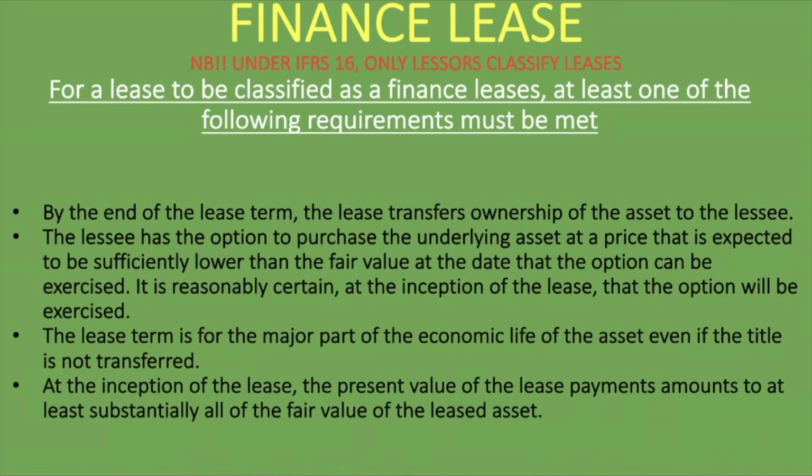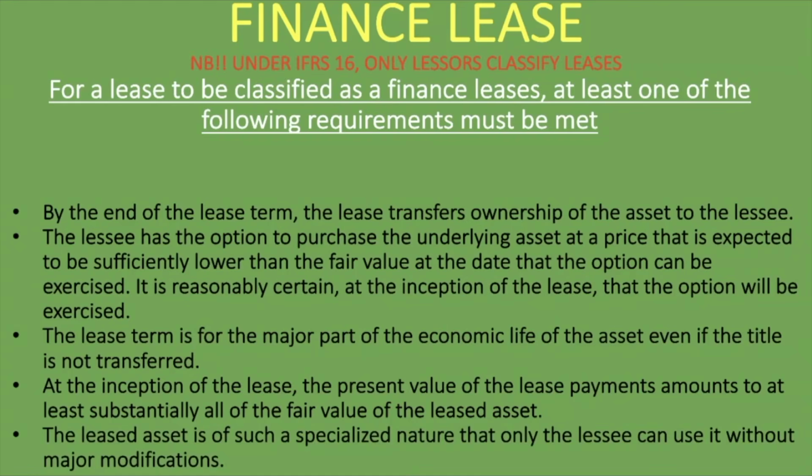All right, the next one here is that at the inception of the lease, the present value of the lease payments amounts to at least substantially all of the fair value of the leased asset. Okay, so if you get the present value of the lease payments and it amounts to substantially all of the fair value of the leased asset, then you know that it's a finance lease. And the last one we have here is that the leased asset is of such a specialized nature that only the lessee can use it without major modification. Then this is a finance lease. Okay, so those are the things that you look at to determine whether the lease is a finance lease or an operating lease from the perspective of the lessor.